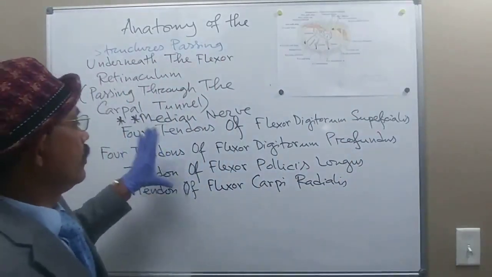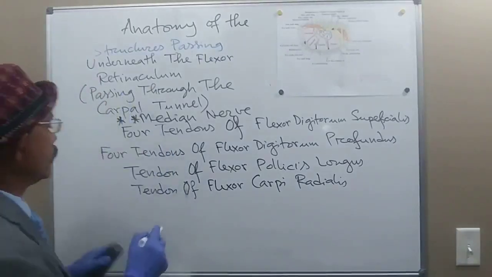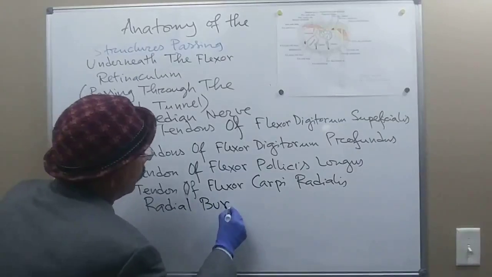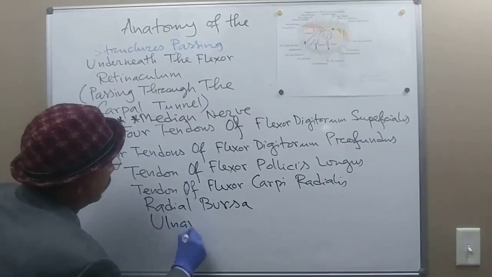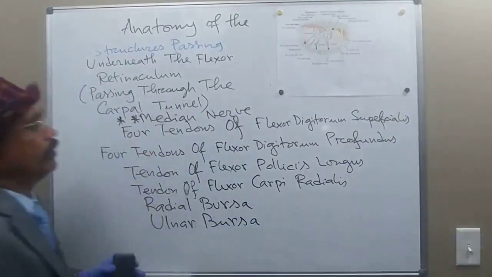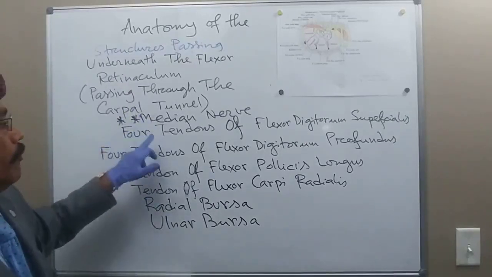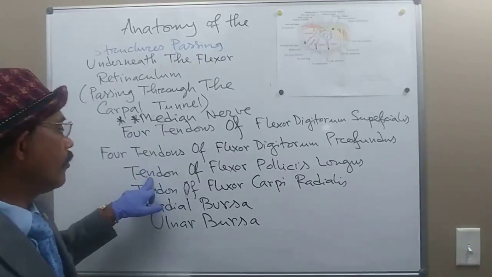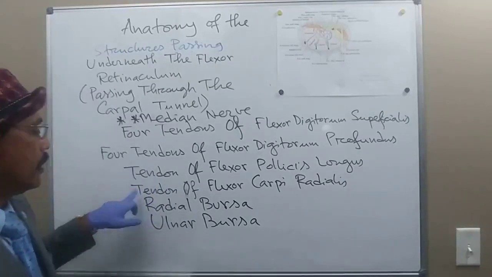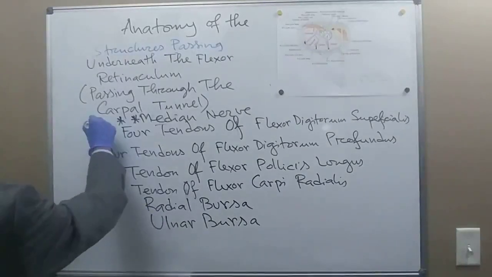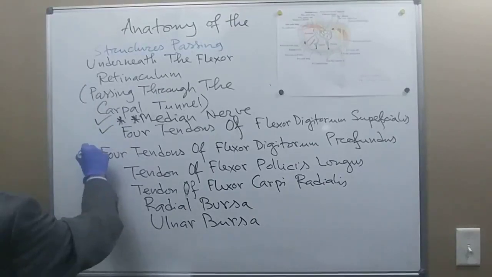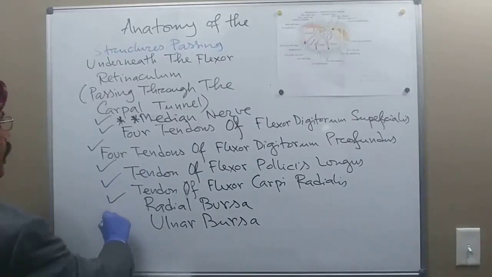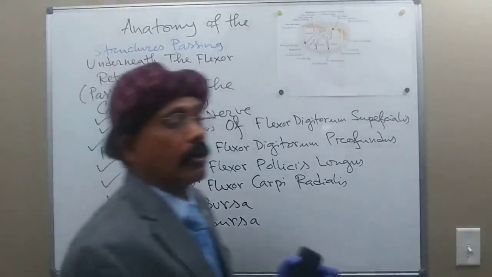So if we have tendinous inflammation, we also add two more things as contents. One is the radial bursa. Another one is the ulnar bursa. Those are also contents. So again, we'll finalize the contents: the median nerve, 4 tendons of the flexor digitorum superficialis, 4 tendons of the flexor digitorum profundus, 1 tendon of the flexor pollicis longus, and 1 tendon of flexor carpi radialis, radial bursa, ulnar bursa. These are the contents of the carpal tunnel.